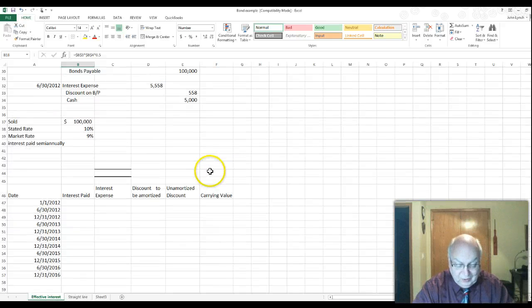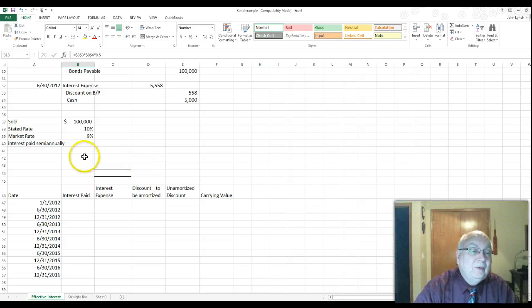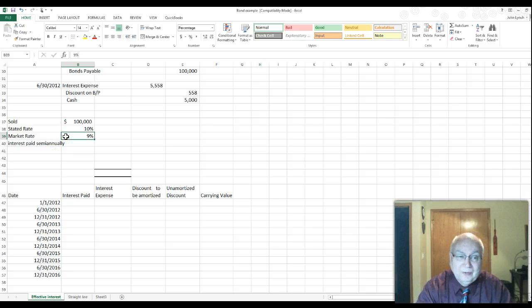Looks like I'm going to get to the premium. For the premium, it works the same way. The market rate this time, or the effective rate. The market rate's another way of saying the effective rate. Sometimes it's also called the yield rate. Notice on this one, it's less than the stated rate, and if that happens, you know it's going to be a premium. We again know that it's going to be $5,000 that we're paying because nothing changed.